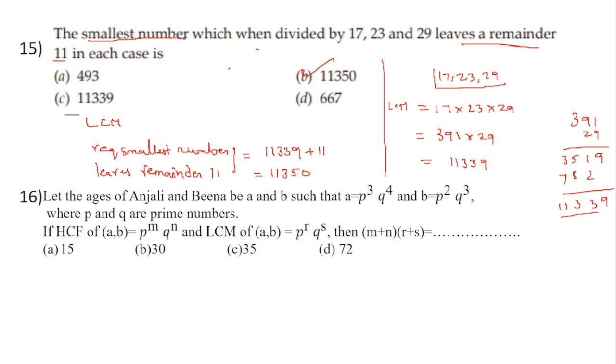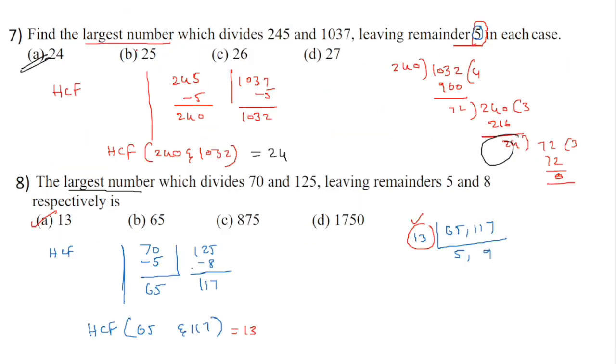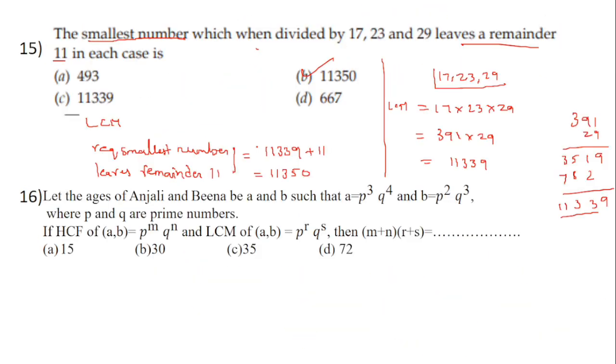But the subtraction should be at the beginning. Once we recall that: while finding the largest number leaving remainder, first we subtract the remainder from the given numbers and then we find HCF. But in this case, we find the LCM of the given numbers, and to that LCM we add the remainder. Do you understand the difference? Don't get confused. Okay, let's move on to the next question.